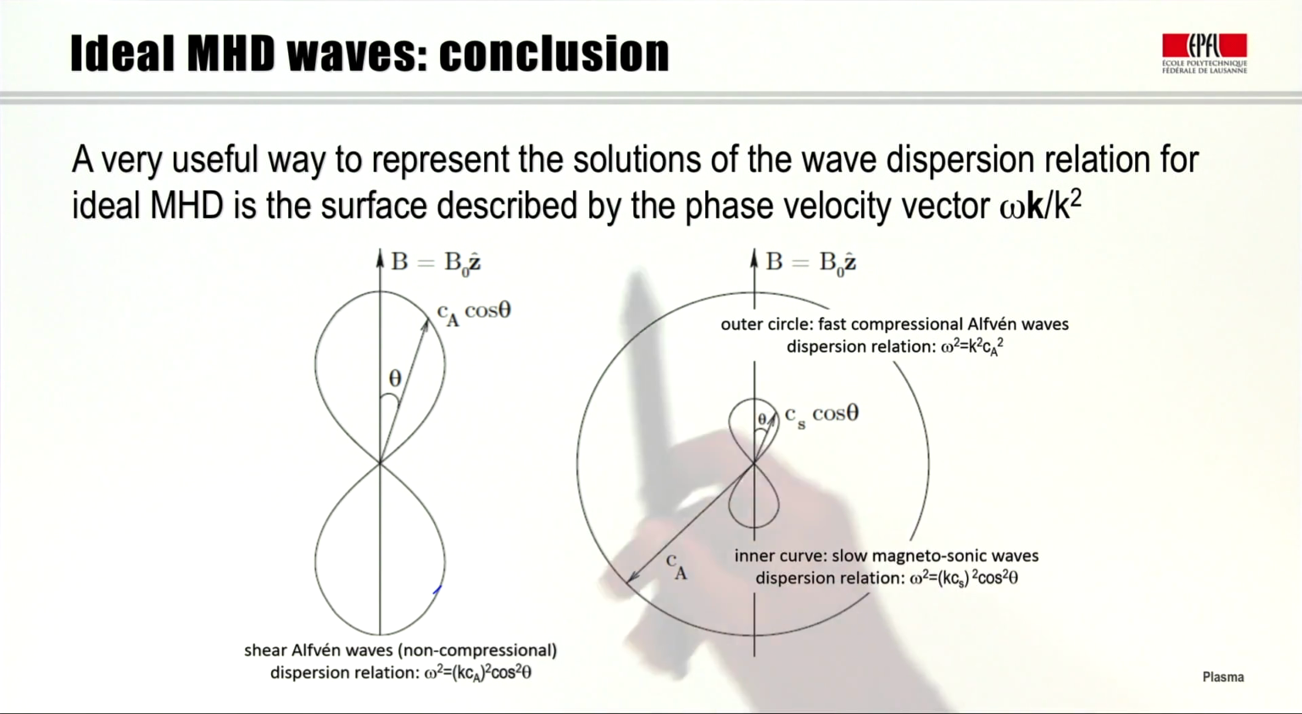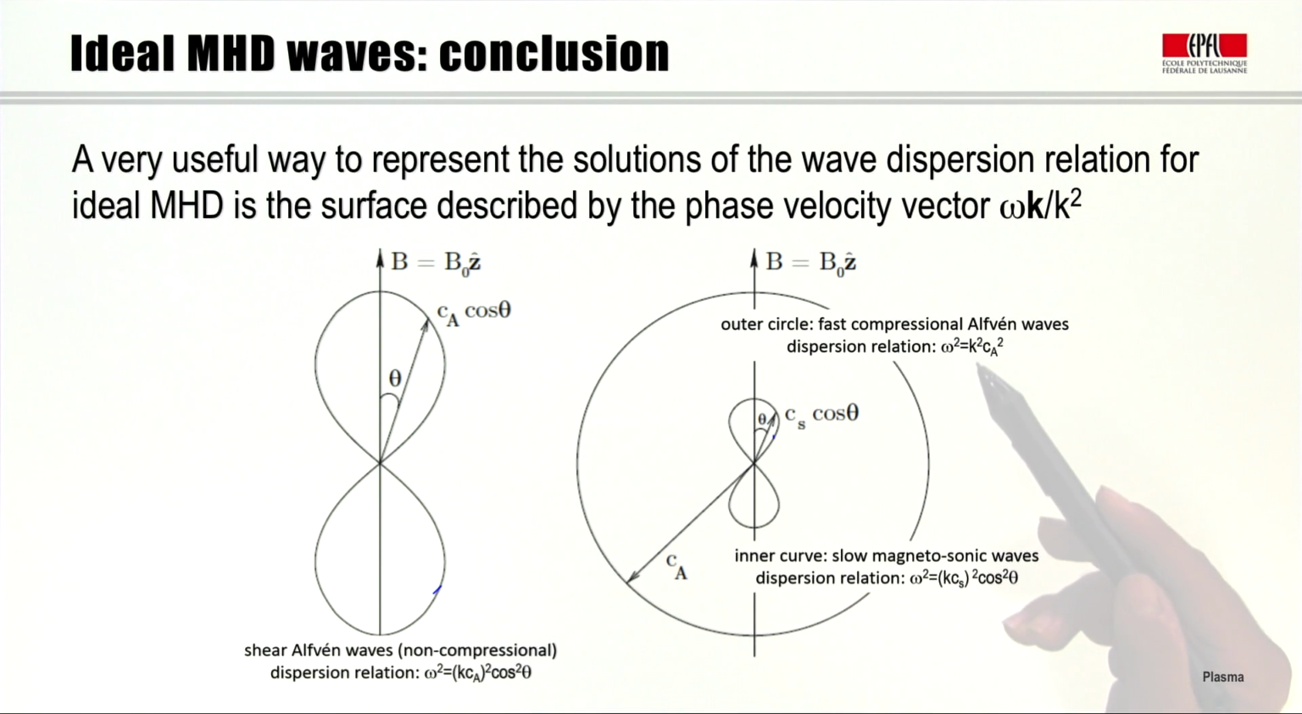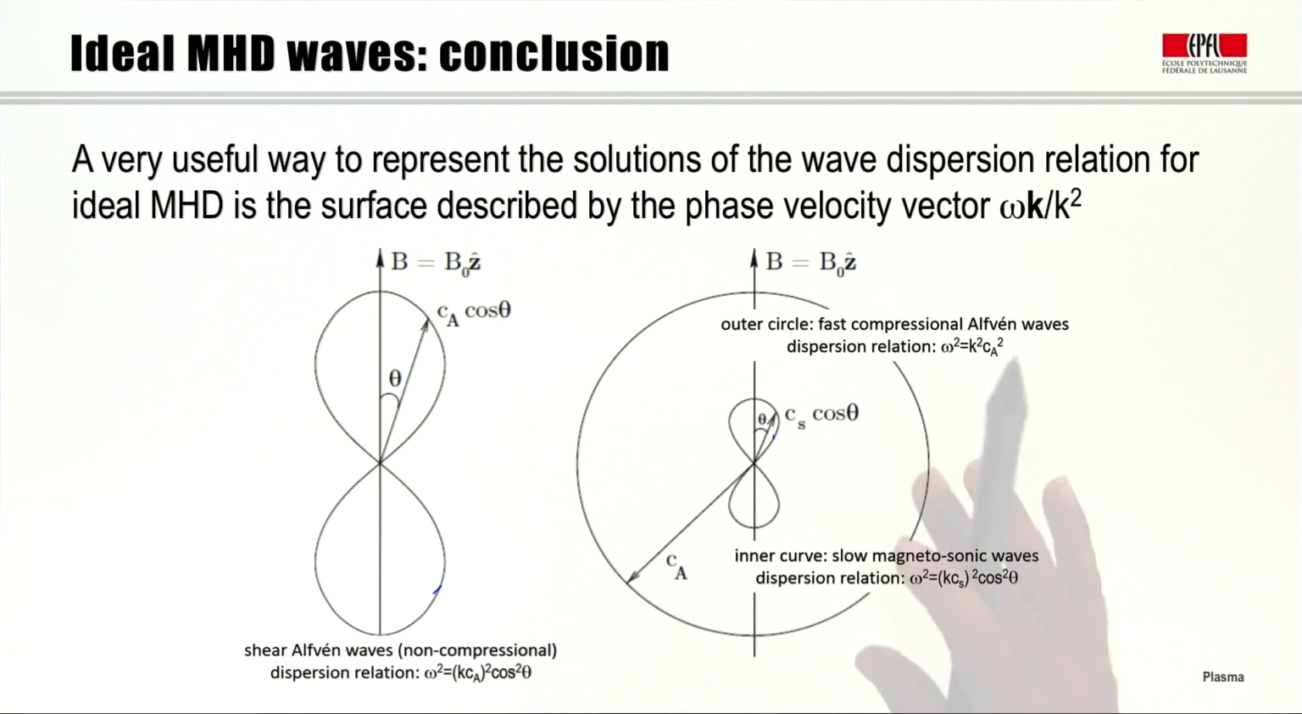In the second case, we have the dispersion relation for waves which have a longitudinal component. We have an inner figure that is again another eight. This corresponds to the slow magnetosonic wave, for which the dispersion relation is omega squared equals k squared Cs squared cos squared theta. The radius is Cs cos theta, so it's much smaller than Ca cos theta. The outer circle corresponds to the fast compressional Alfvén waves, for which the dispersion relation is omega squared equals k squared Ca squared when we neglect all corrections due to the sound speed. So this is a circle whose radius is Ca.